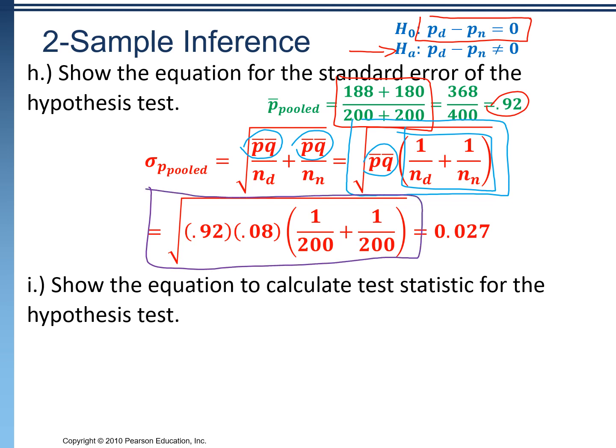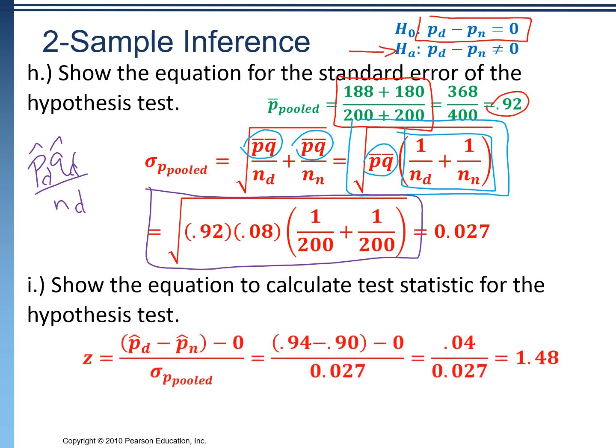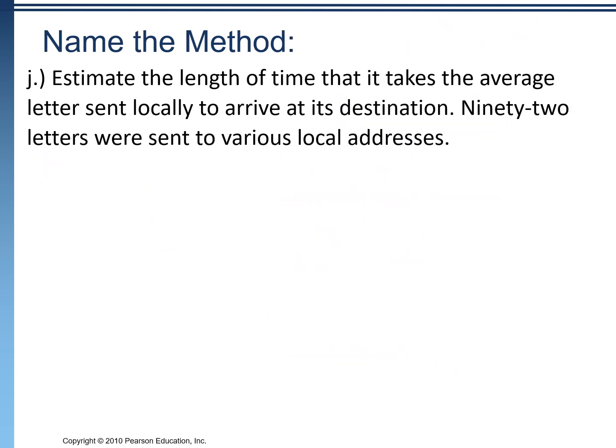If it was a confidence interval, we keep the P hat and Q hat for each of those samples. So we would have the day shift P hat times day shift Q hat over the sample size for day shift, and then same thing just with the night shift data. When we calculate the test statistic, we're just going to look at the difference in those two sample statistics, compare that against the null hypothesis, saying that there should be a difference of 0, and divide by that standard error that we just found.